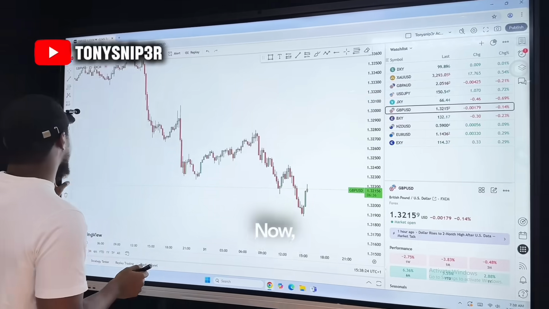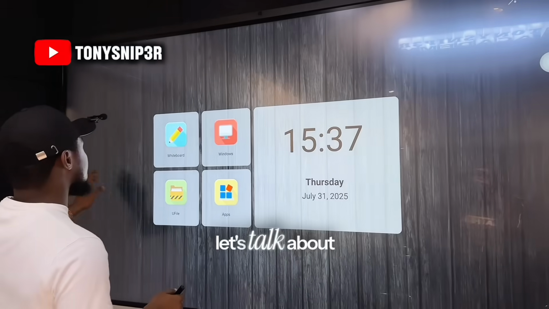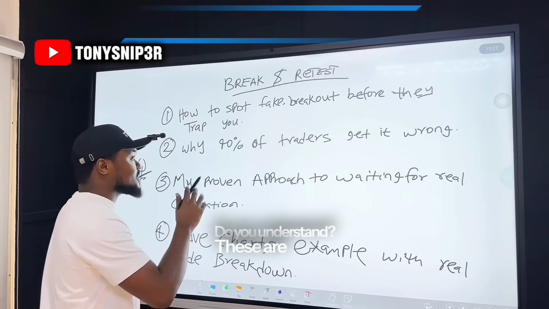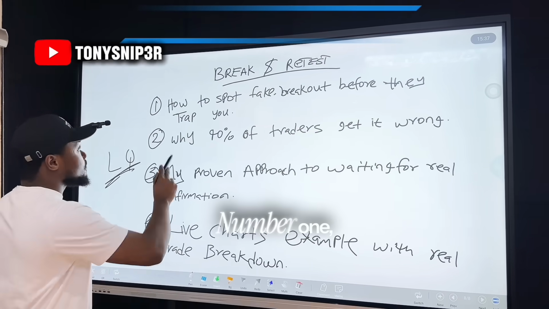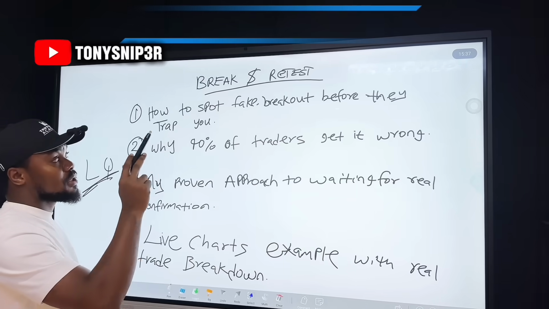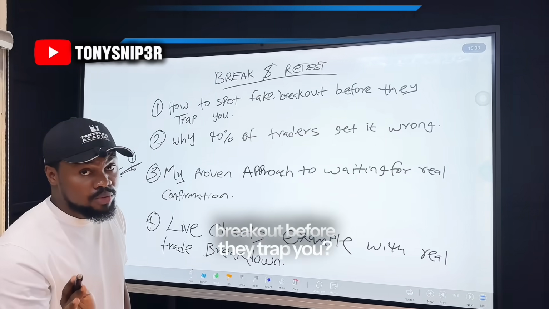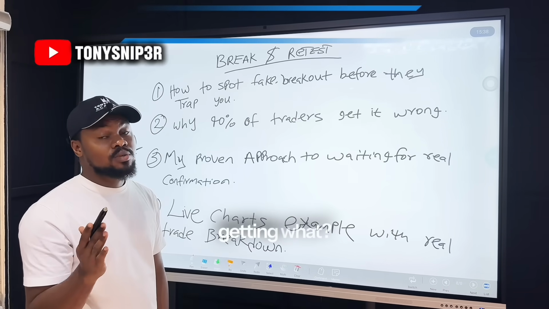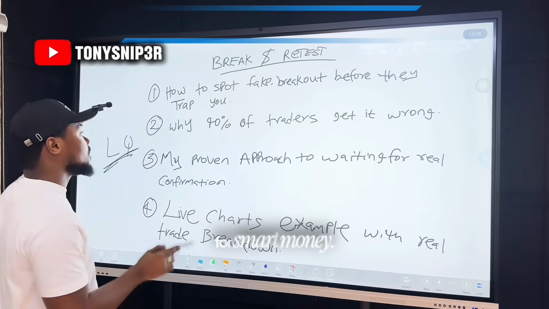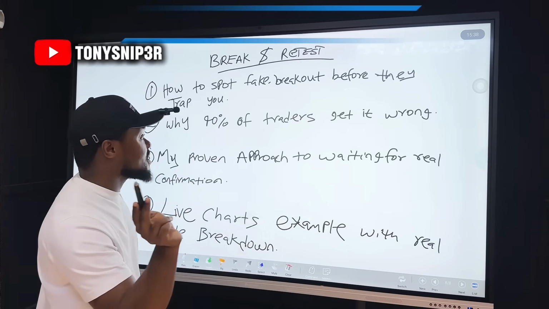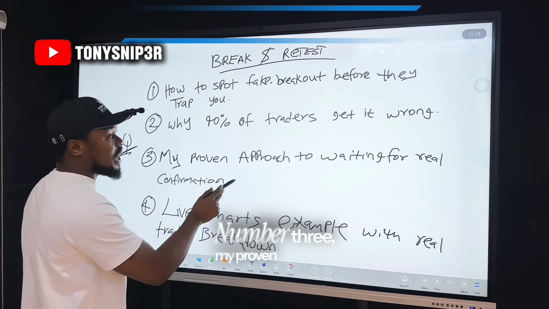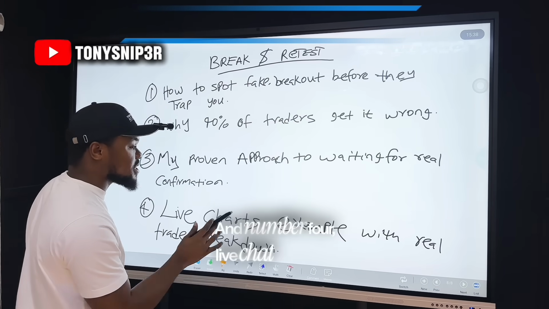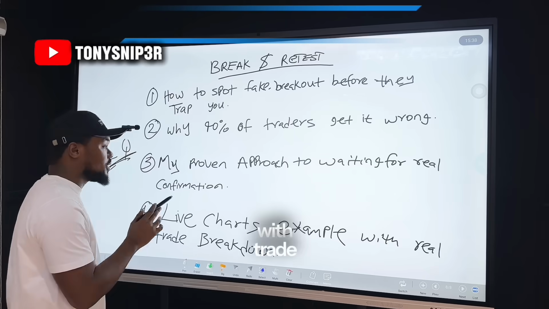Come with me. Now, firstly, let's talk about the break and retest rule. Do you understand? These are things you need to avoid. Number one, how to spot breakouts before they trap you. If you don't avoid breakouts that will trap you, you will end up getting what? Being liquidity for smart money. Number two, why 90% of traders get it wrong. Number three, my proven approach to waiting for real confirmation. And number four, live chart example with trade breakdown.